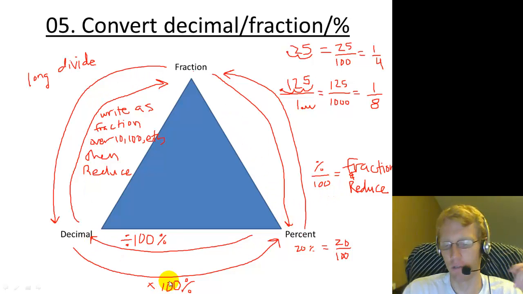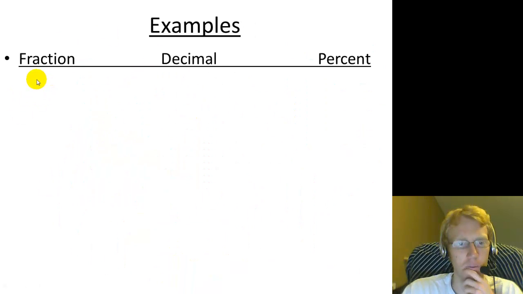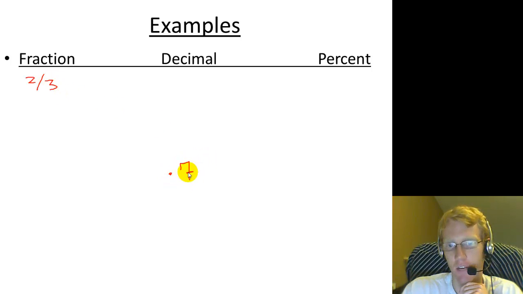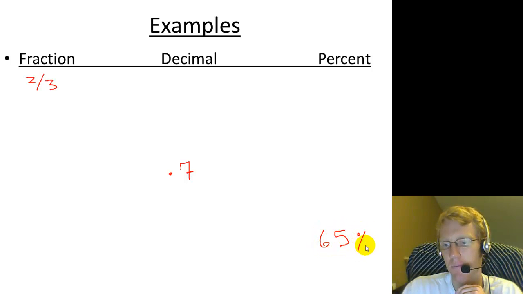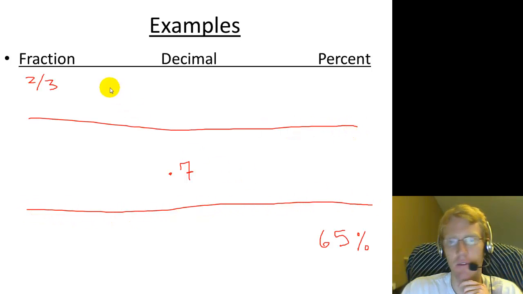So this has been a quick review of fractions, decimals, and percents. I have a table here on the next page where I can fill some stuff in. Let's do some easy ones here, like 2/3, decimal 0.7, and percent 65%. Okay, so if we have these, let's fill in the missing values.